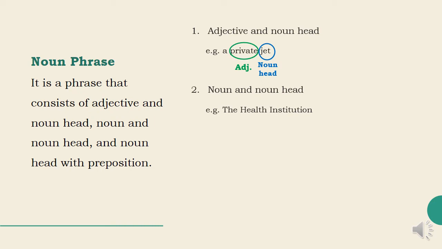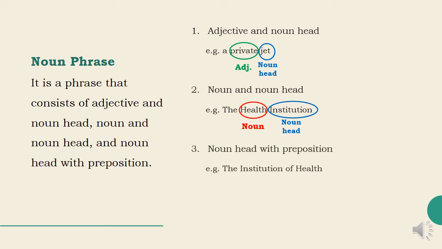And then noun and noun head. For example, the health institution. The word health is a noun and the word institution is also a noun, but in this context it functions as a noun head because the main word is institution. And the last is noun head with preposition. For example, the institutions of health. The word institution is the noun head and then it is followed with the preposition of.